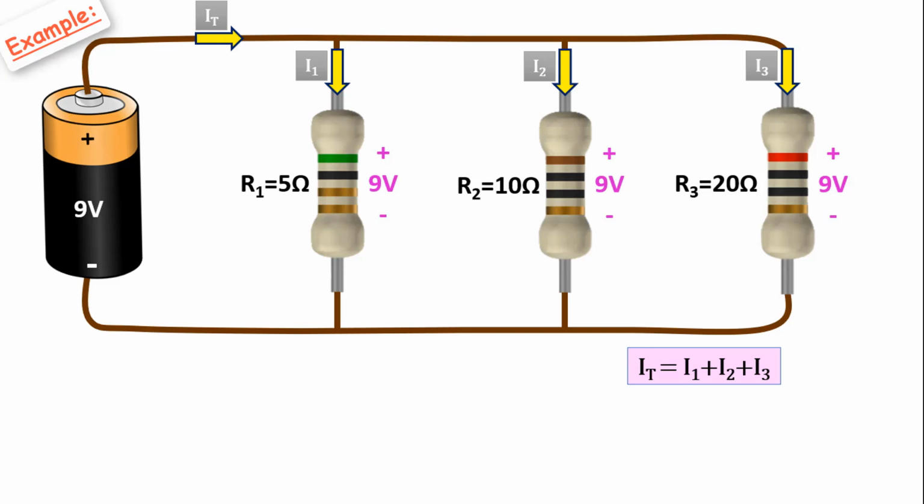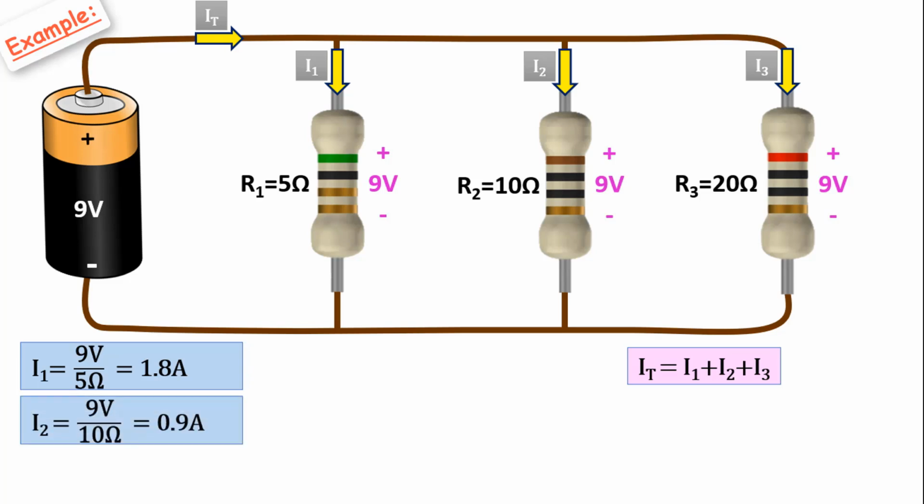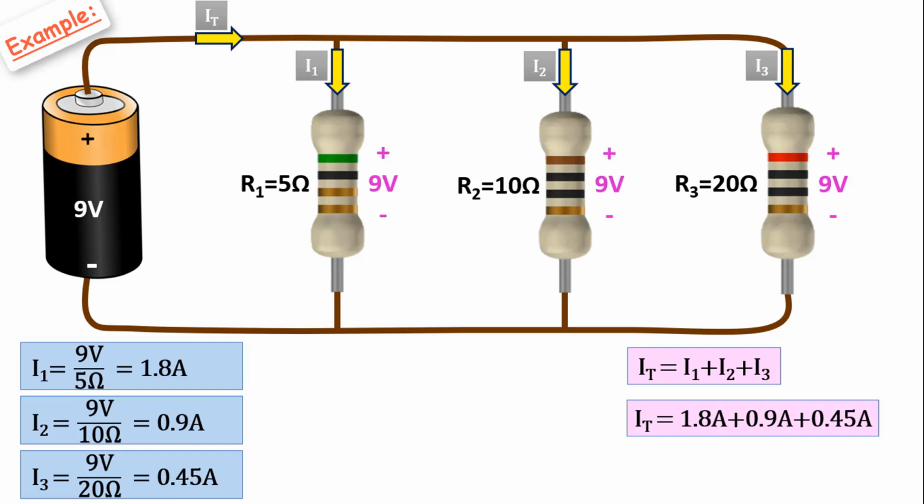The I1 current will be 1.8 amps from 9 volts divided by 5 ohms. The I2 current will be 0.9 amps from 9 volts divided by 10 ohms. Finally, the I3 current will be 0.45 amps from 9 volts divided by 20 ohms. The mains current will be 3.15 amps from IT equals 1.8 amps plus 0.9 amps plus 0.45 amps.